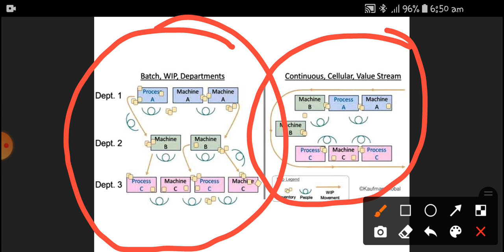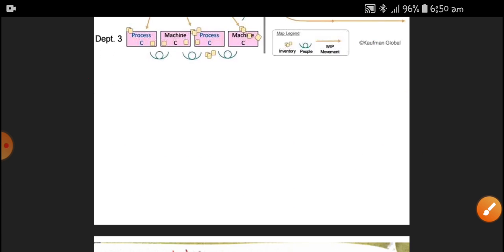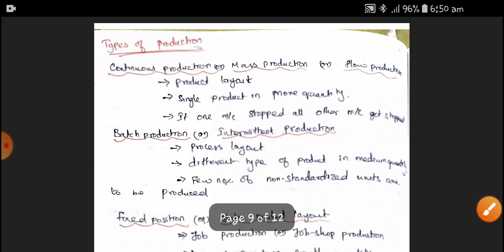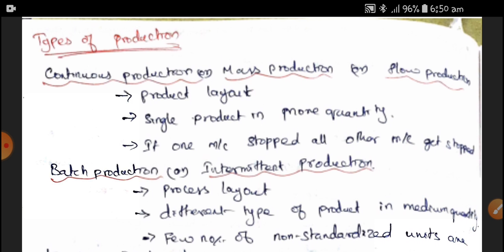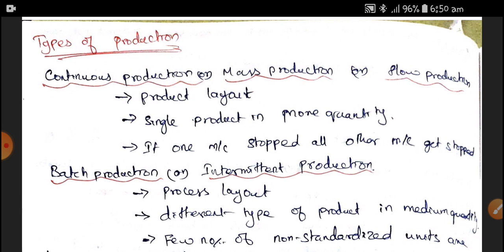It is for the product layout, a single product, which can be manufactured in a large quantity. That is why continuous production is used. So here are the types of production. The first one is continuous production or mass production or flow production. All are similar. Continuous production or mass production or flow production, where a single product in more quantity can be manufactured in product layout.